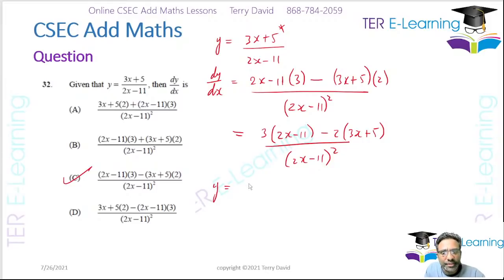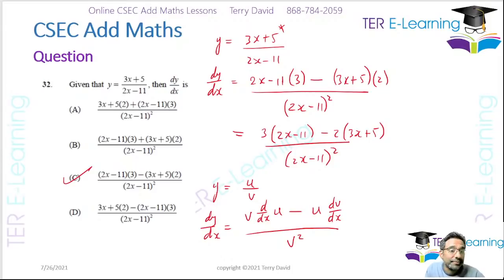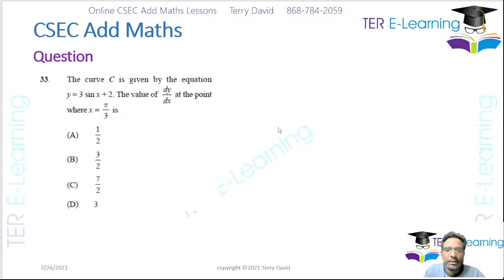So just remember this formula. If you have U over V, there's a formula you all need to know. dy/dx is equal to V d/dx of U minus U dv/dx, all over V squared. So this is our quotient formula that you need to remember, right?